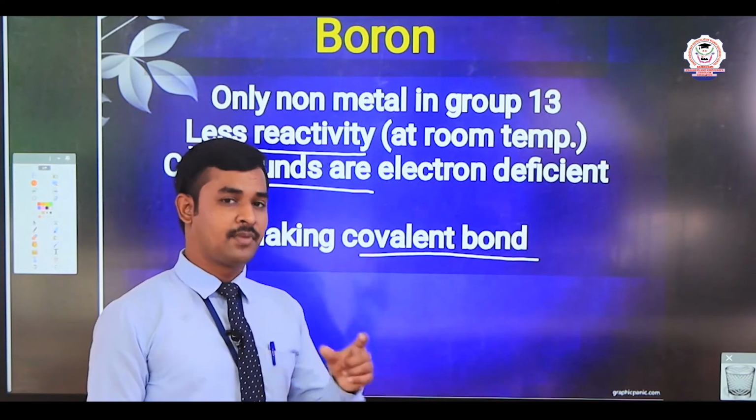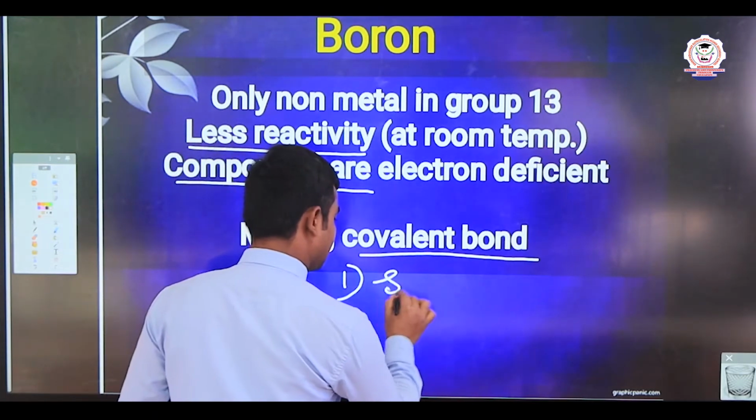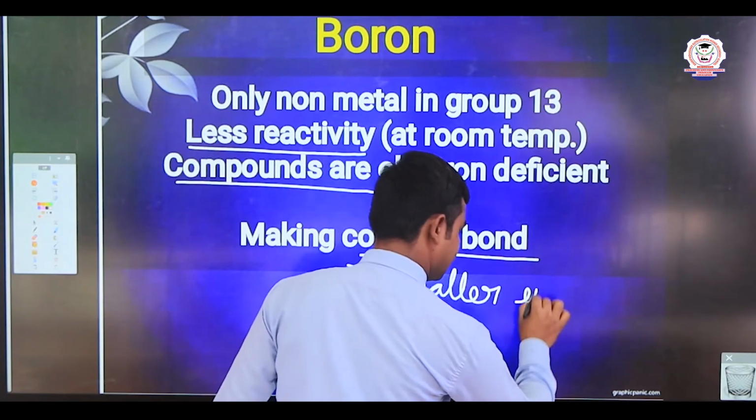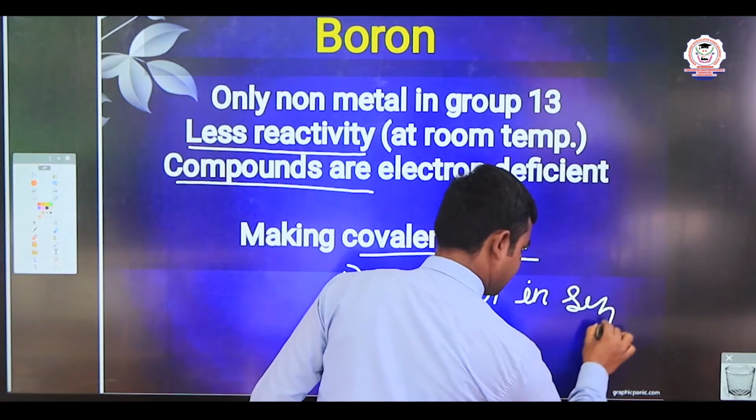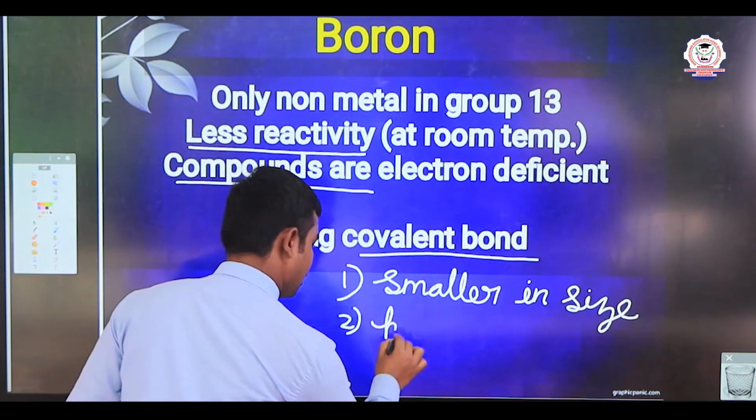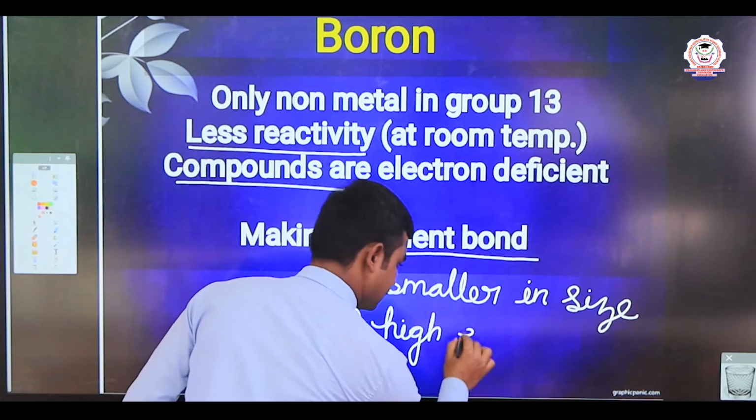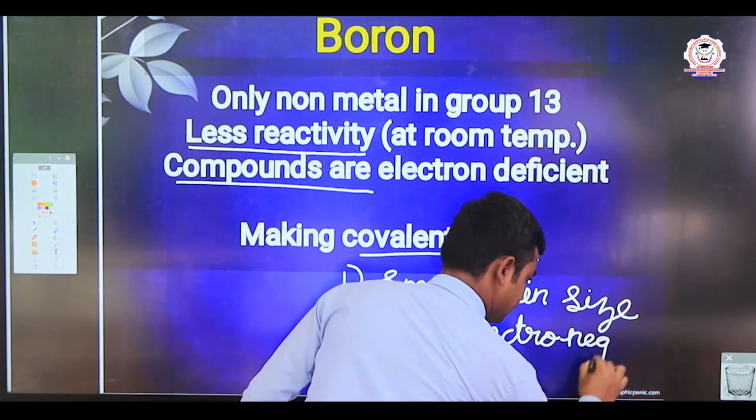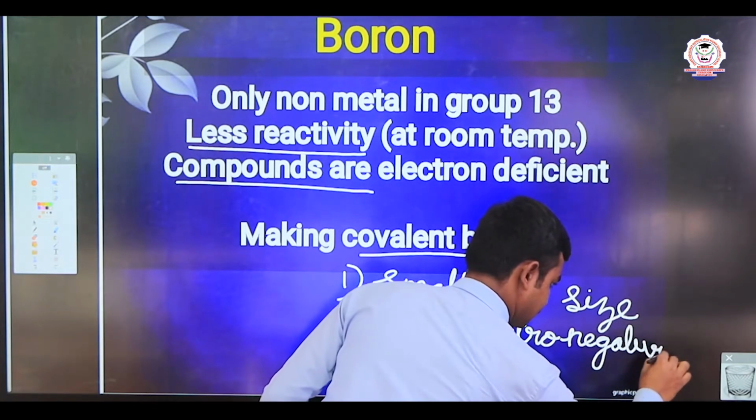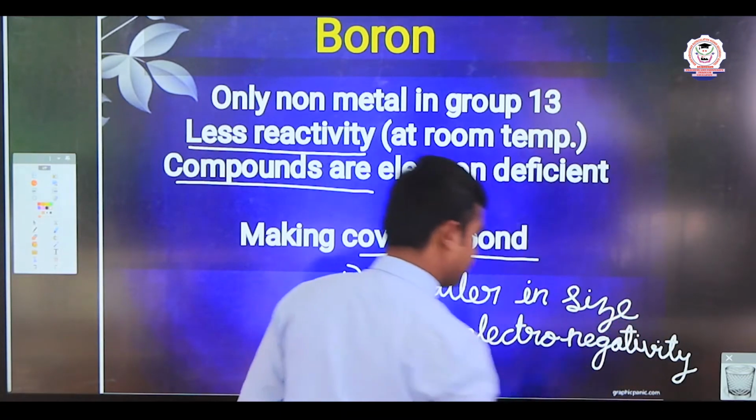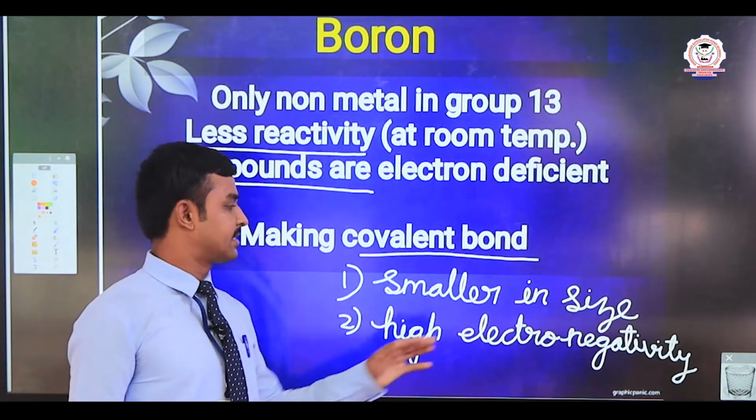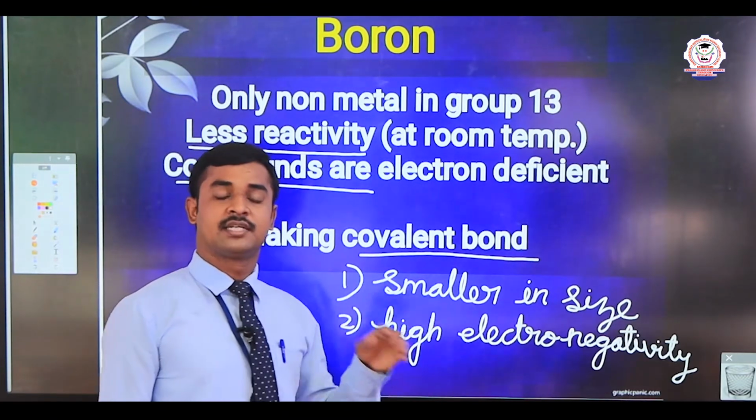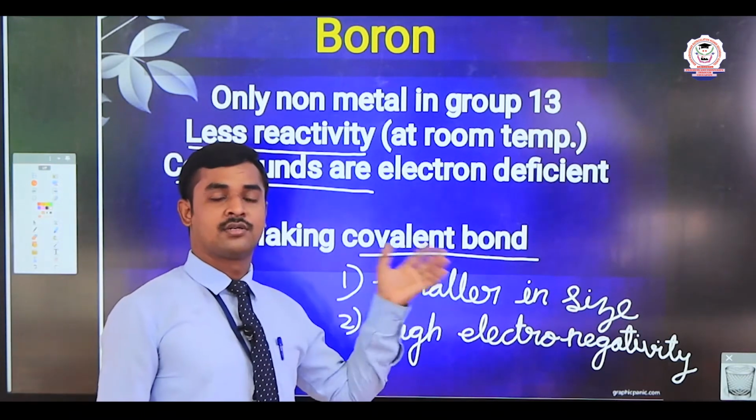We already know that p block elements are smaller in size, and they have high electronegativity. So that's the matter, students. Due to the p block character, small size and high electronegativity, boron also has the same properties and can form covalent bonds. So this character helps boron to make covalent bonds.